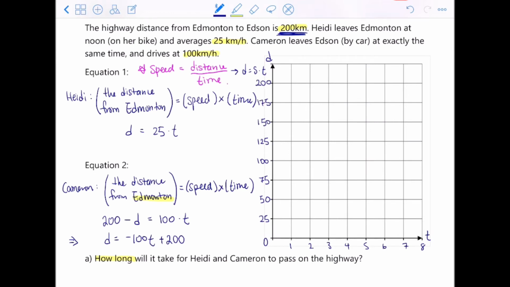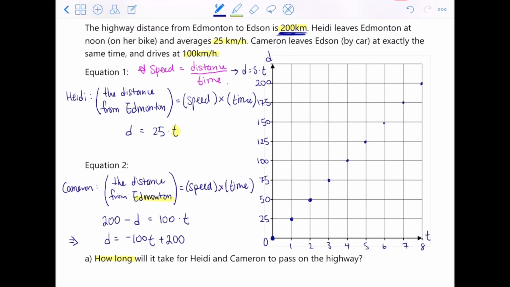And I need to make sure we have 200 because that's the maximum distance we can have. Right, so we'll start with our equation 1. I'm going to use blue pen for this. At time equal to 0, we're just plugging time equals 0 in to find d. Okay, so we start at 0, and it goes up by 25 every hour. So up 25, and keep going just like this, all the way up.